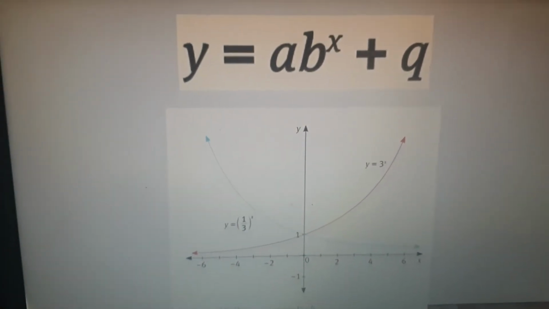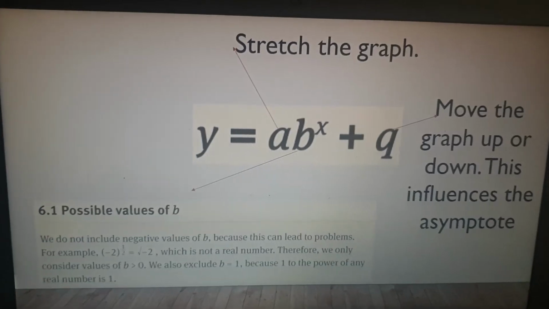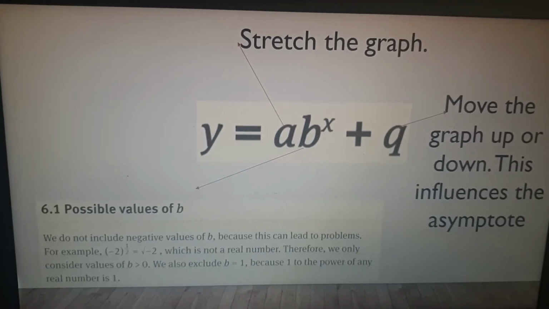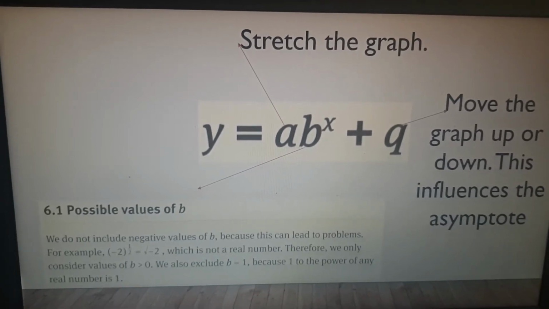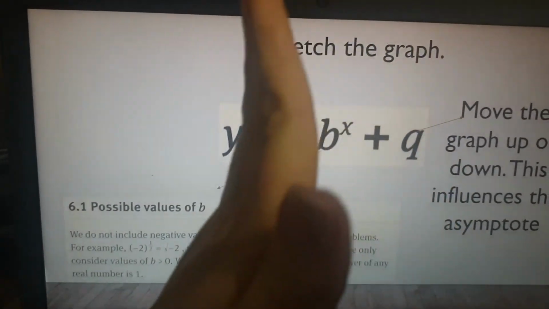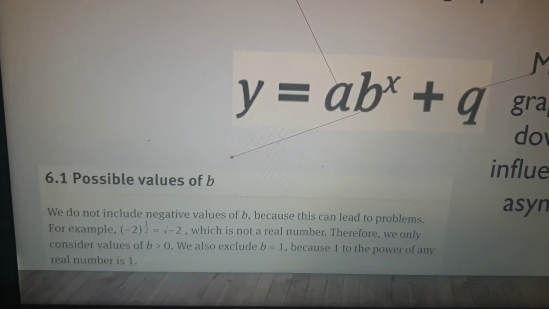Okay, so now let's have a look at the influence of a, b, and q on a graph. Here we have our formula. So a stretches the graph. What does that mean? Exactly the same as all the others. We're going to see whether it goes flatter or steeper, okay? B, now B is a new thing here.